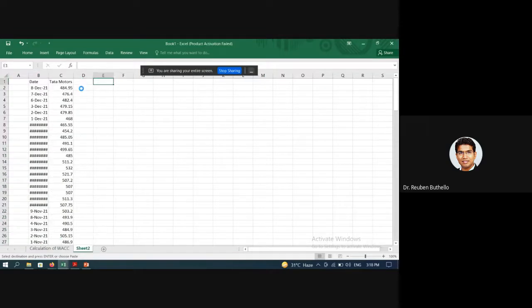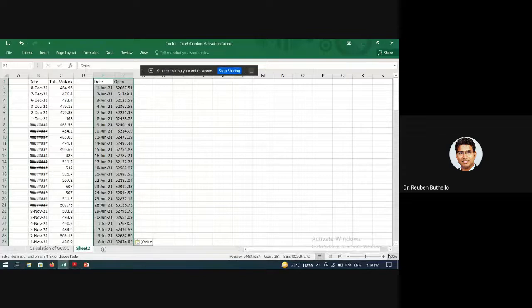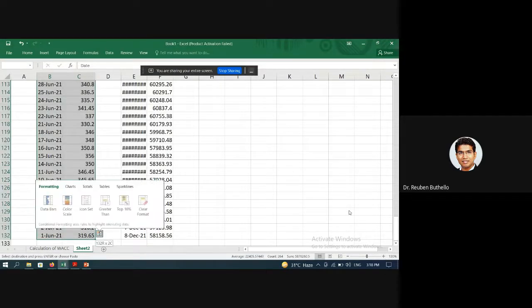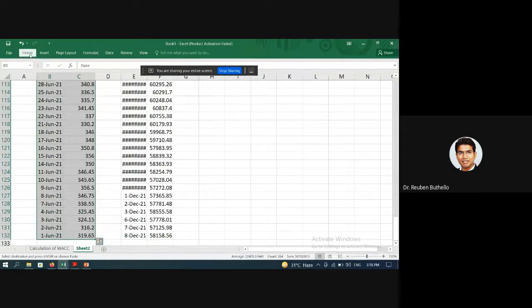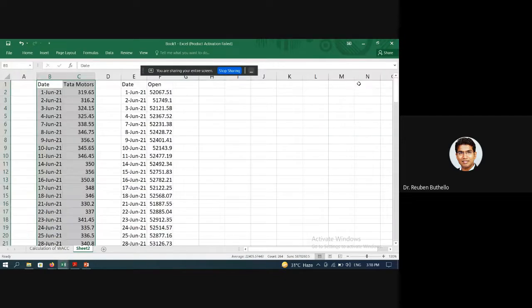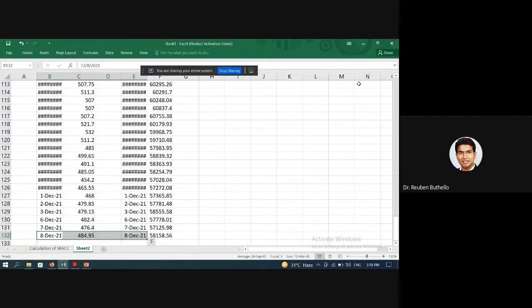Now immediately, if you're paying close attention, you will notice that they are not arranged in the right date order. So I'm going to sort all this information. I'm normalizing the data, so I'm putting oldest to newest. There it is. So 1st of June, 1st of June. Then I go right down, 8th of December, 8th of December.